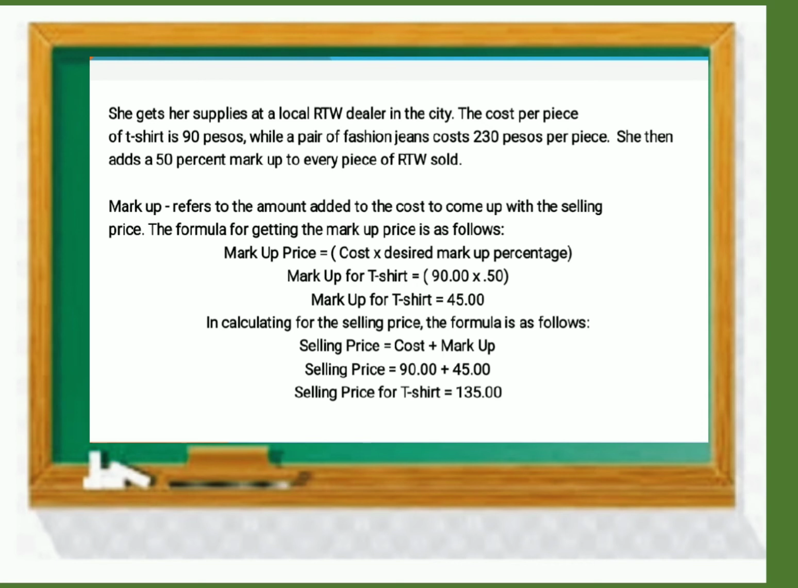So in calculating for the selling price, the formula is as follows. Selling price is equal to cost plus markup. Selling price is equal to 90 plus 45. So 90 is your cost sa pagpalit nimo sa t-shirt, 90 pesos plus imong markup nga 45 pesos. Okay? So we have here the selling price of 135. Okay, 90 plus 45, i-calculate gani, how much would be? That is 135 pesos. So that would be your selling price of the t-shirt.